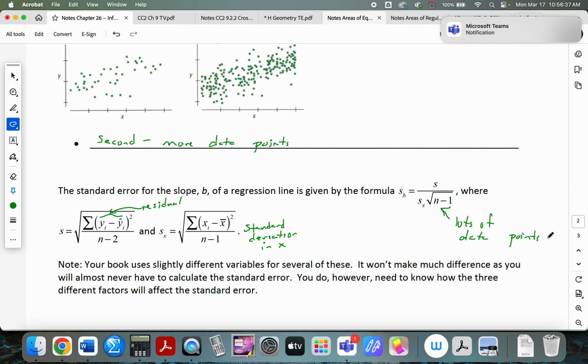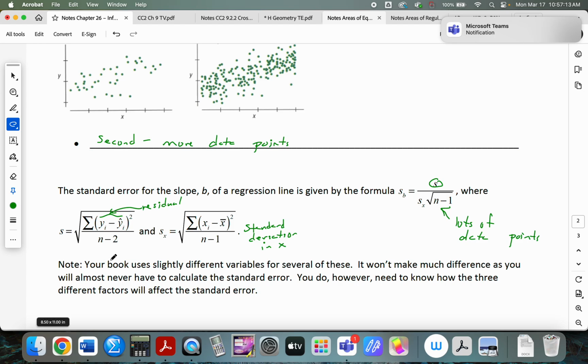Those three things contribute to the standard error. Again, we almost never actually calculate all these things by hand, but you should know how they contribute. If you have really small residuals, you're going to have a small standard error. Oh, right, the opposite. Well, because you're dividing by a bigger number, it'll be smaller.